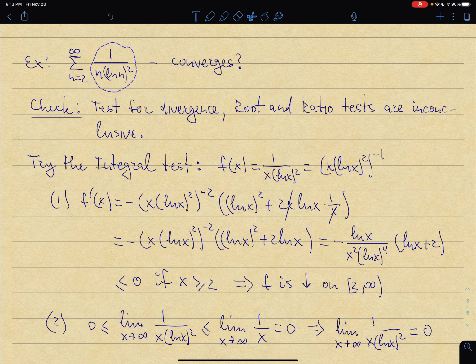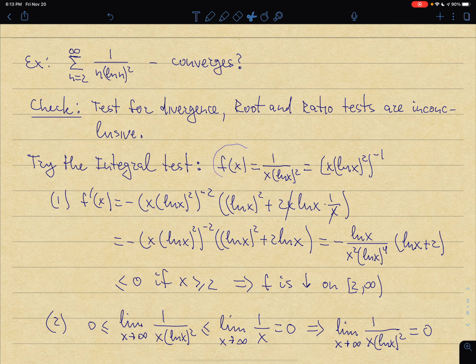And I'm not going to do it, but you can check the root and the ratio test. In fact, I will encourage you to check it yourself. If you try to use the root and the ratio test, then once again, both of those tests will come up inconclusive. So as much as you don't like it, you will have to use the integral test in this case, if it is possible.